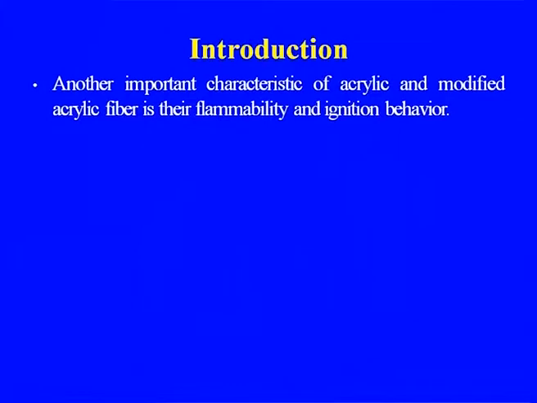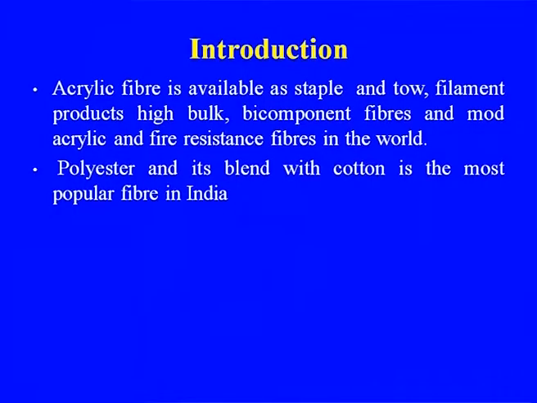Another important characteristic of acrylic and modified acrylic fiber is their flammability and ignition behavior, because these are the two other important aspects in the case of modified acrylic fiber. That is because vinyl chloride and vinylidene chloride are incorporated as monomers while making the modified acrylic fiber. Acrylic fiber is available as staple and tow filament products, high bulk, bicomponent fibers, and modified acrylic and fire resistance fibers in the world.